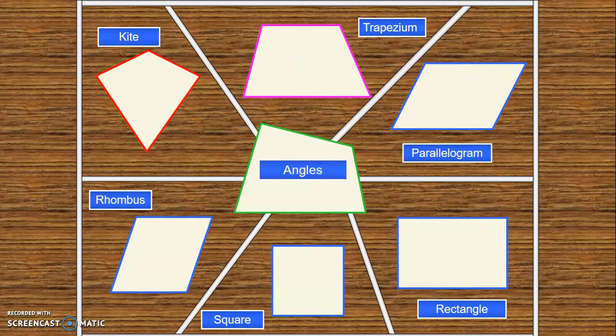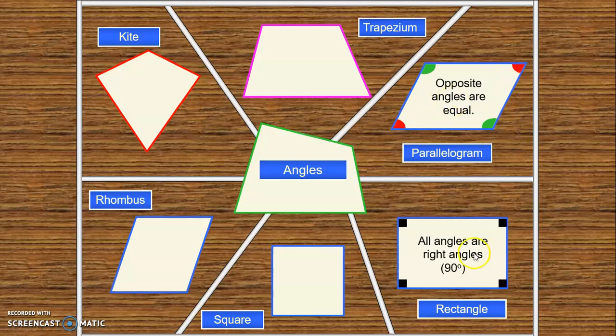Next, let us discuss the angles of each quadrilateral. As you see, a trapezium has different measurements of angles. A parallelogram has equal opposite angles. Showing the color, it means that this angle is equal to this and this is equal to this. Next is rectangle. In a rectangle, all angles are right angles. A right angle has 90 degrees.